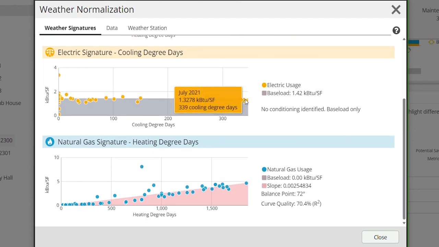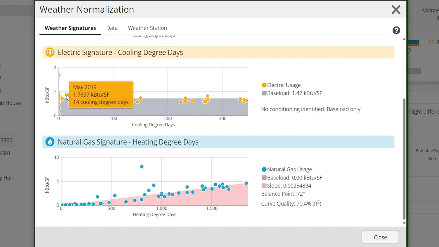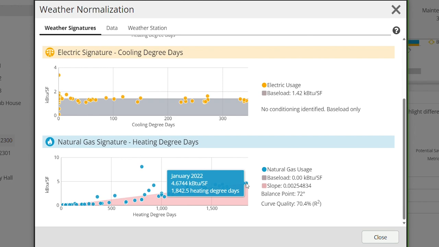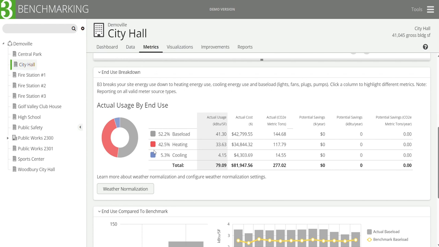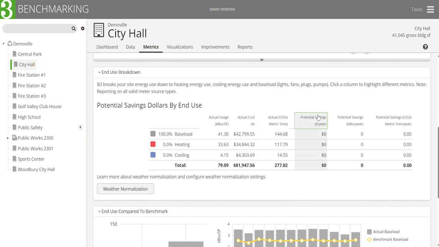In addition to calculating actual HDD and actual CDD values for each month, B3 calculates an average HDD and an average CDD based on the last 20 years of daily temperature data. The average HDD and average CDD are crucial in applying weather normalization adjustments to actual usage data. The final step in the weather normalization process is applying the viable weather normalization signatures to actual usage to accommodate the differences in actual degree days compared to average degree days. That difference is applied to the non-baseload portion of usage.